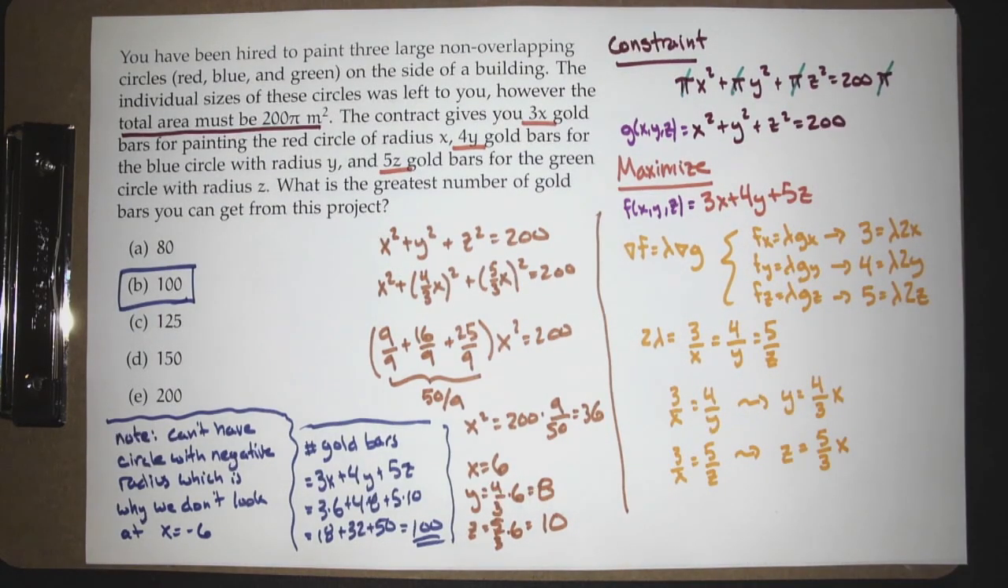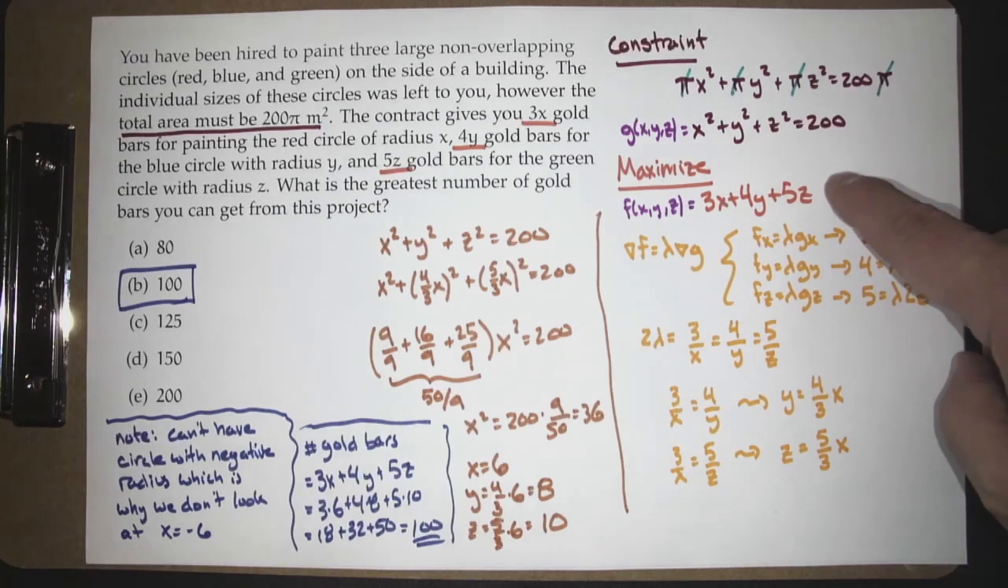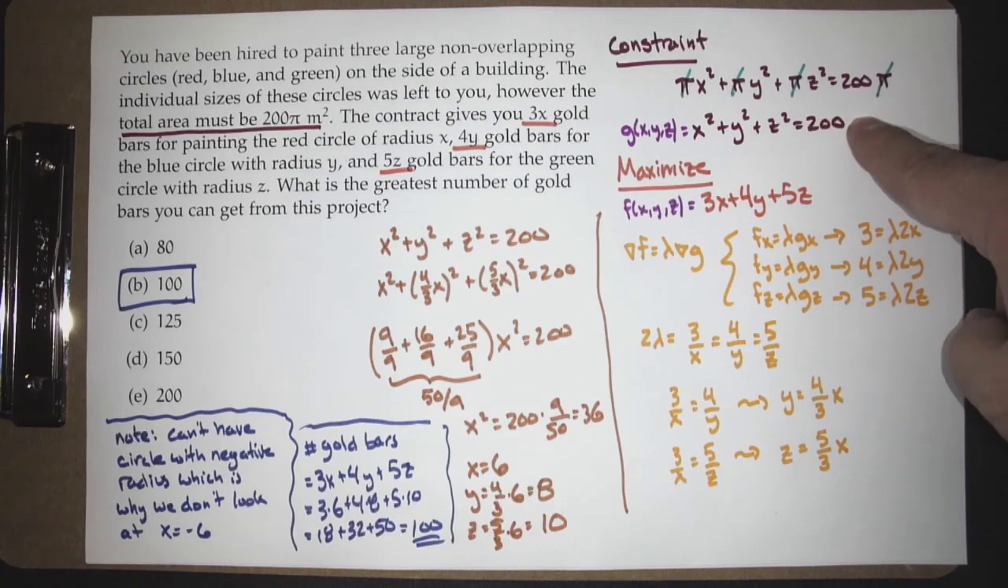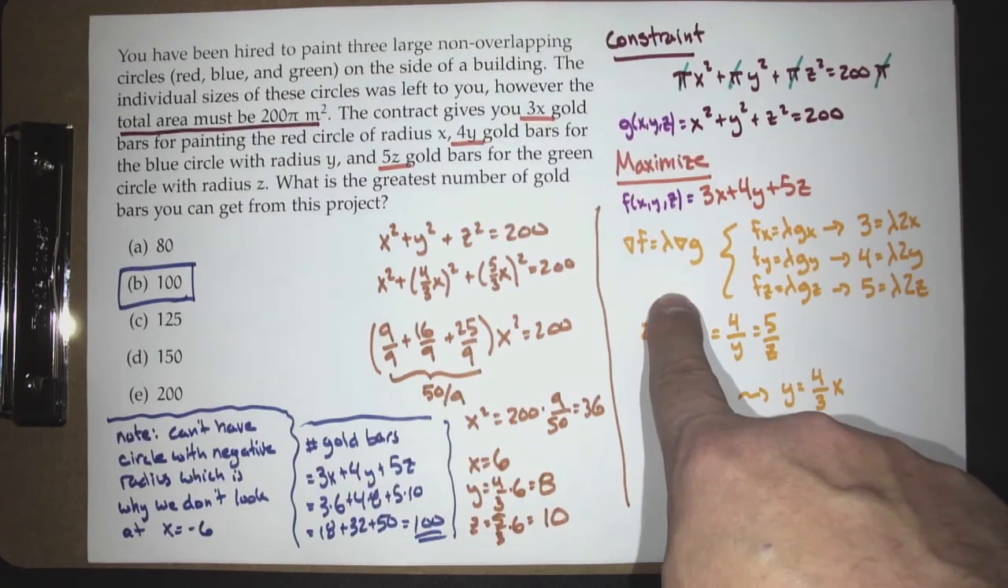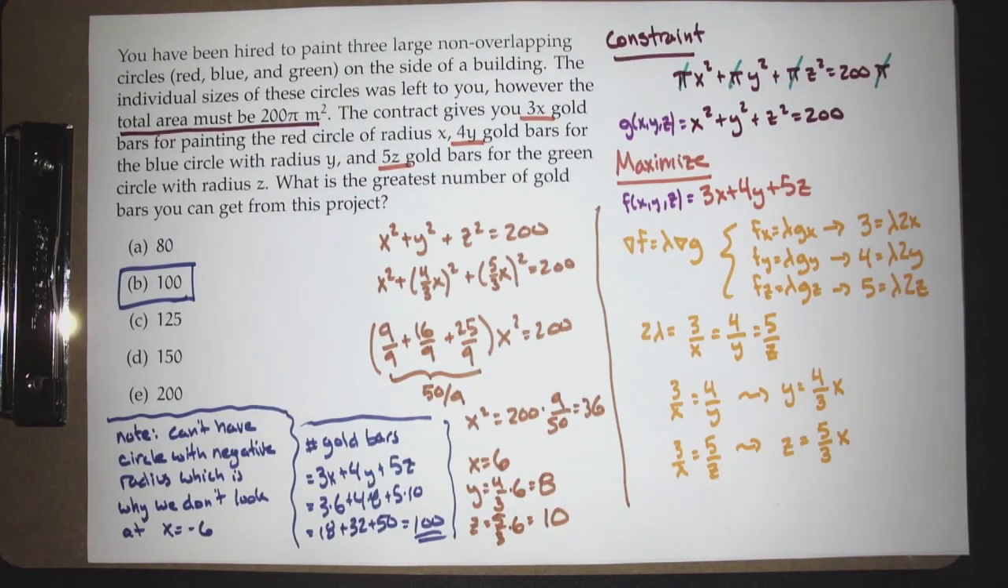We're also trying to maximize our gold bars. So that's 3x plus 4y plus 5z. So it's an optimization with constraint. Set up, gradient of f equals lambda gradient of g. And the goal for gradient of f equals lambda gradient of g is to say, I want more relationships between x and y. The constraint gives me one. I want more. And so we set up the system of equations.